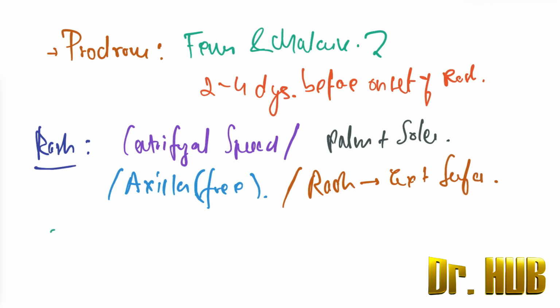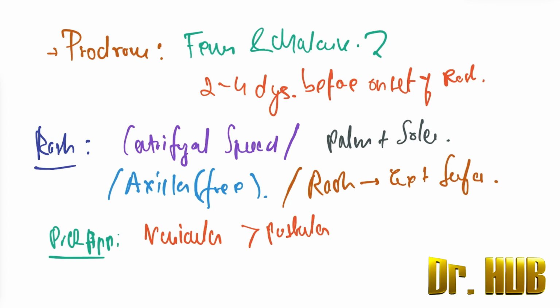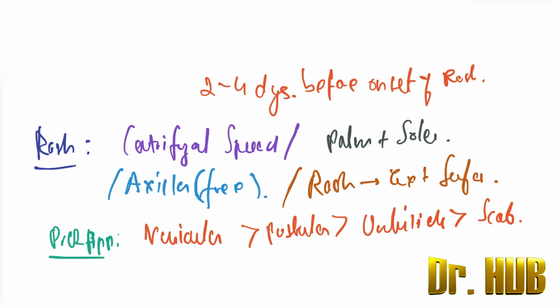Then how is the pock appearance? There is vesicula, greater than the pustula, greater than the umbilicated, greater than the scab. So VPUS: vesicula greater than pustula, greater than umbilicated, greater than scab.